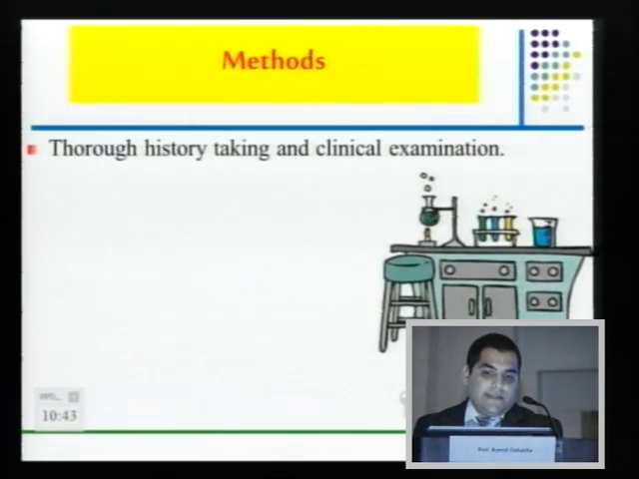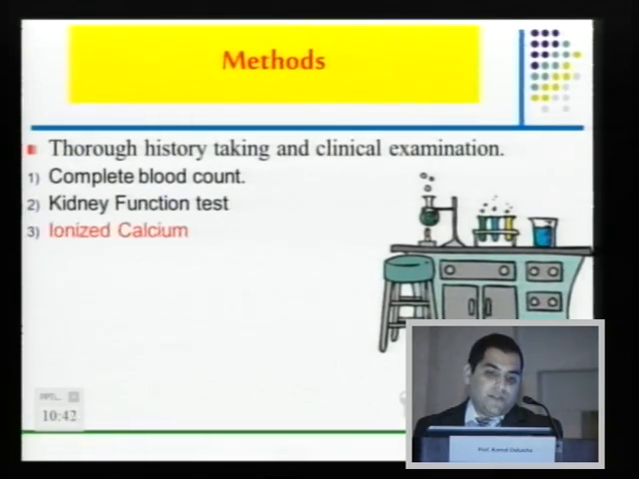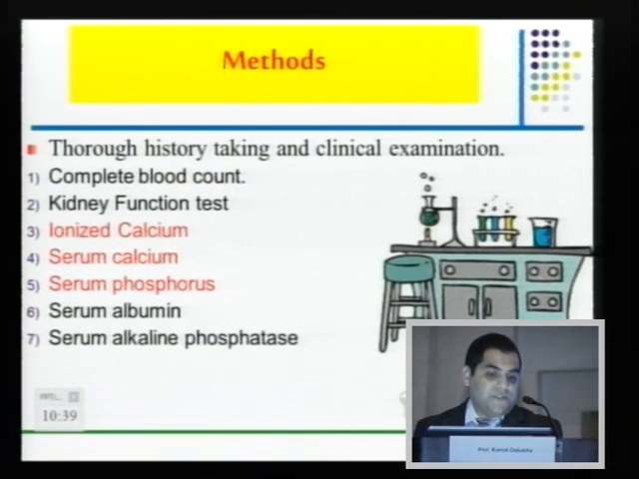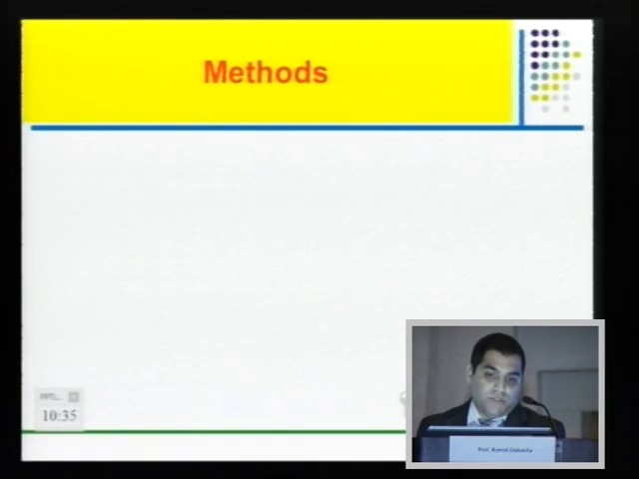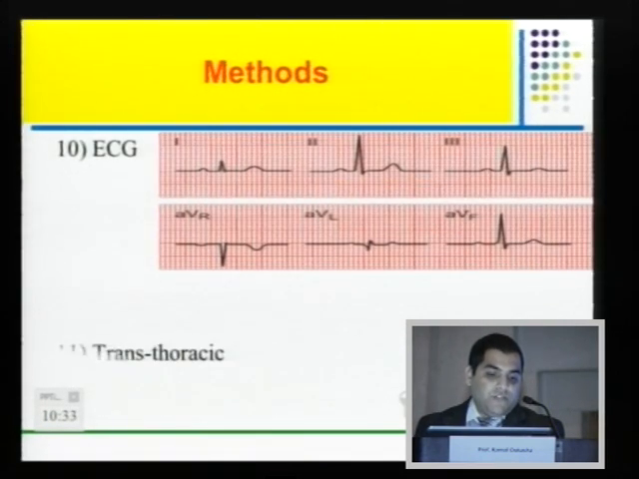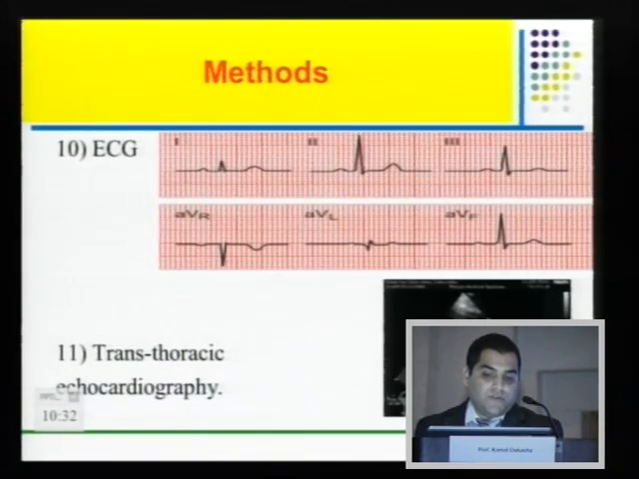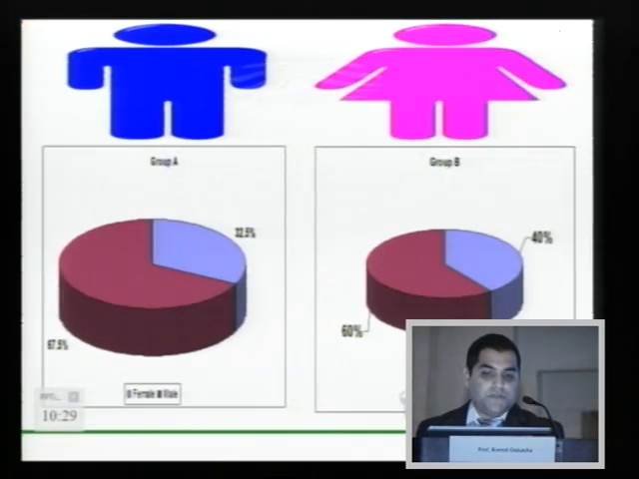After history taking and clinical examination, routine labs were done in the form of CBC, kidney function, ionized calcium, serum phosphorus, and parathyroid hormone, and we calculated the calcium phosphorus product. We also did an ECG and transthoracic echocardiography for the detection of valvular calcification.